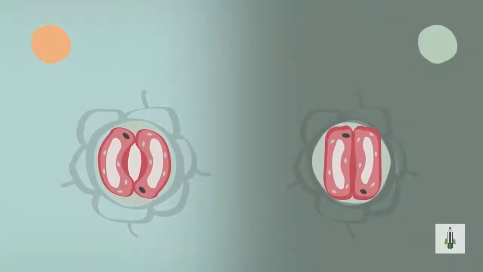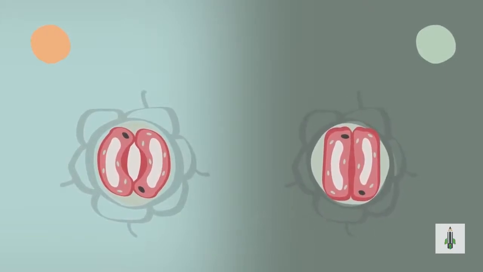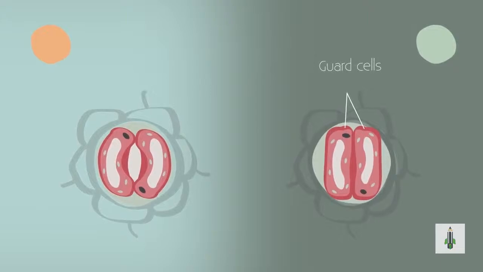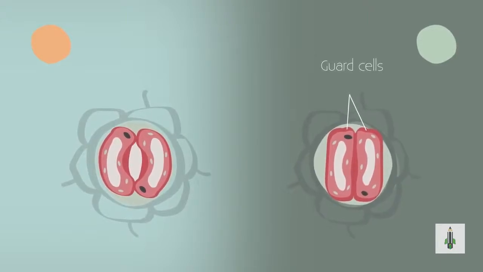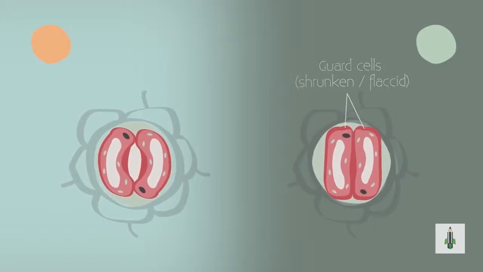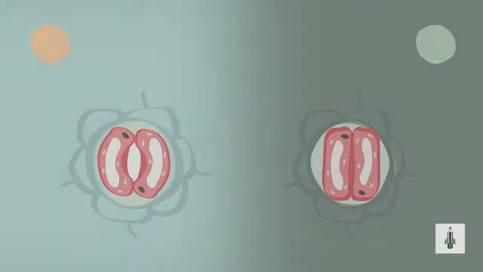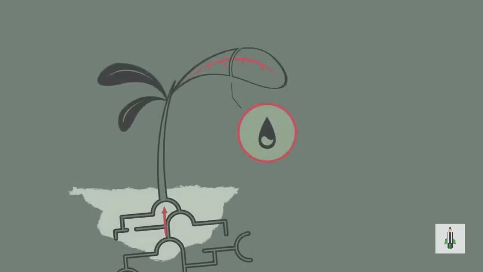During the night, all the sugar produced by the chloroplasts gets used up, so the water potential of the guard cells increases. More water, less sugar. The guard cells lose water by osmosis and become flaccid, and the stomata start to close. This reduces water loss.